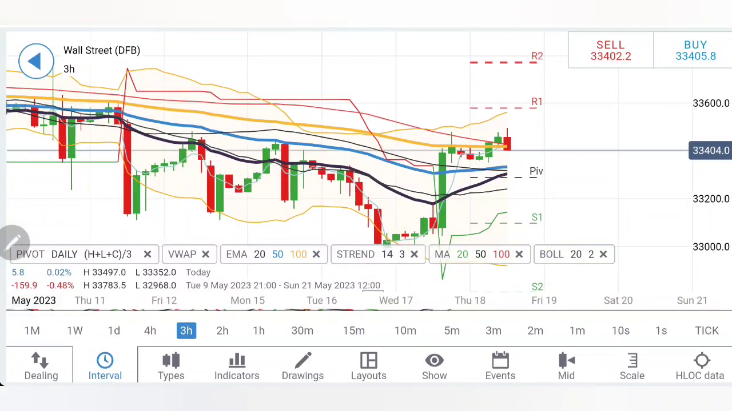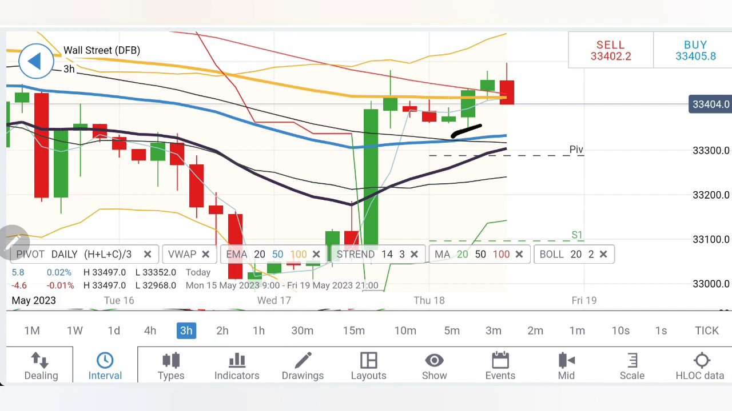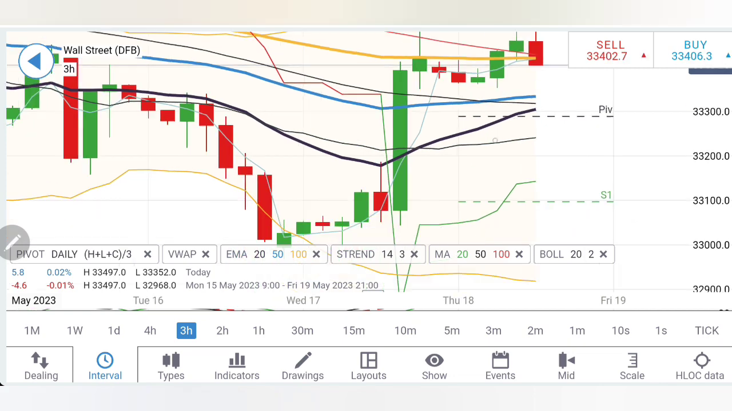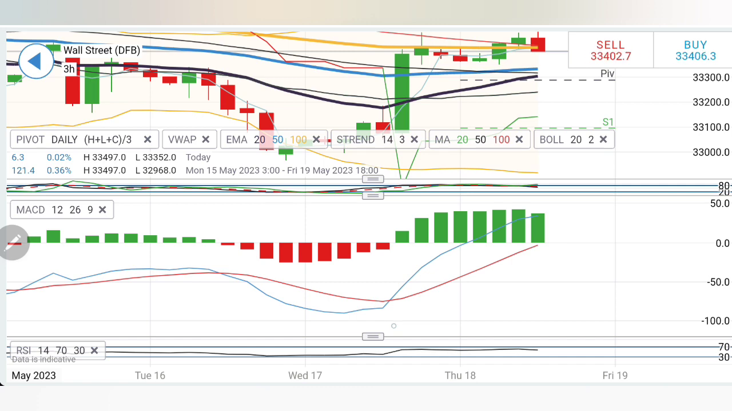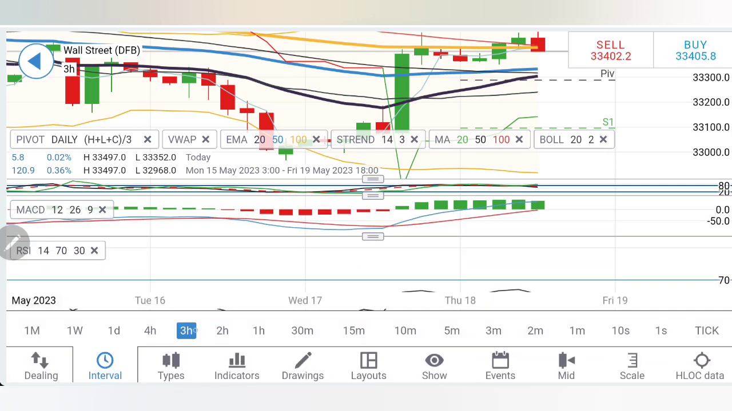And if you look at the 3-hour charts, similar is the observation on the 3-hour charts. Be watchful of 33,350 levels. Below that only we can see 33,300 and 33,200 levels. Stochastic looking down, MACD is still divergent and bullish, RSI looking down.